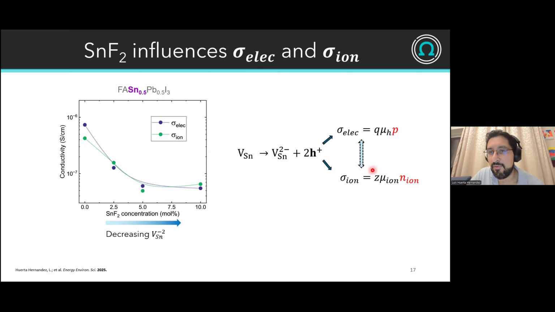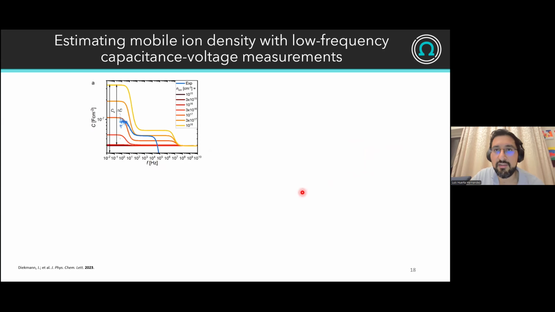However, we were also wondering if there was a connection between the ionic and the electronic conductivity, as again, they followed exactly the same trend. More in particular, we were wondering if there was a relationship between the carriers and the mobile ions. And so we also estimated the mobile ion density with a technique called low frequency capacitance voltage measurements, which is a technique that has been proposed by Jonas Diekmann and Professor Stolterfoht.